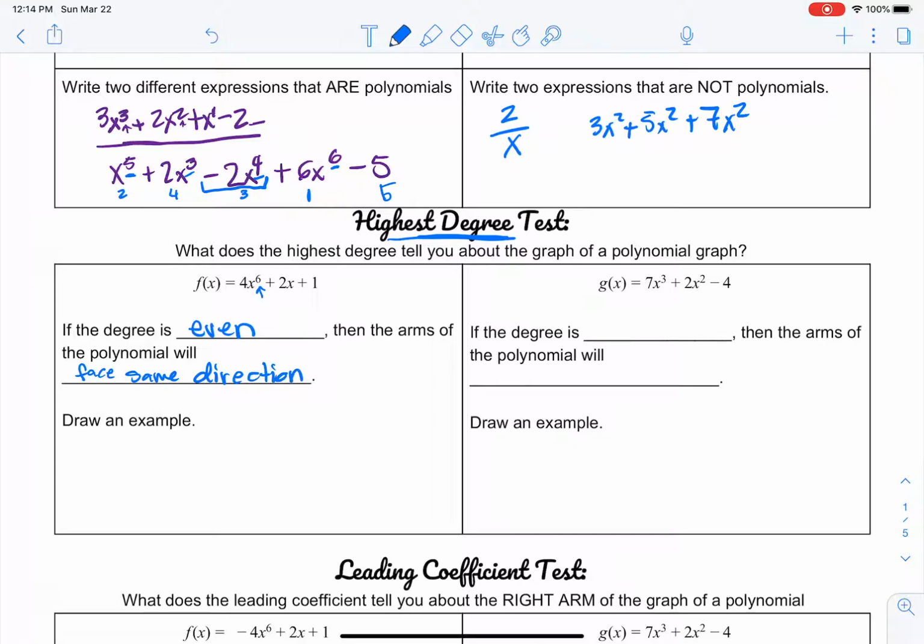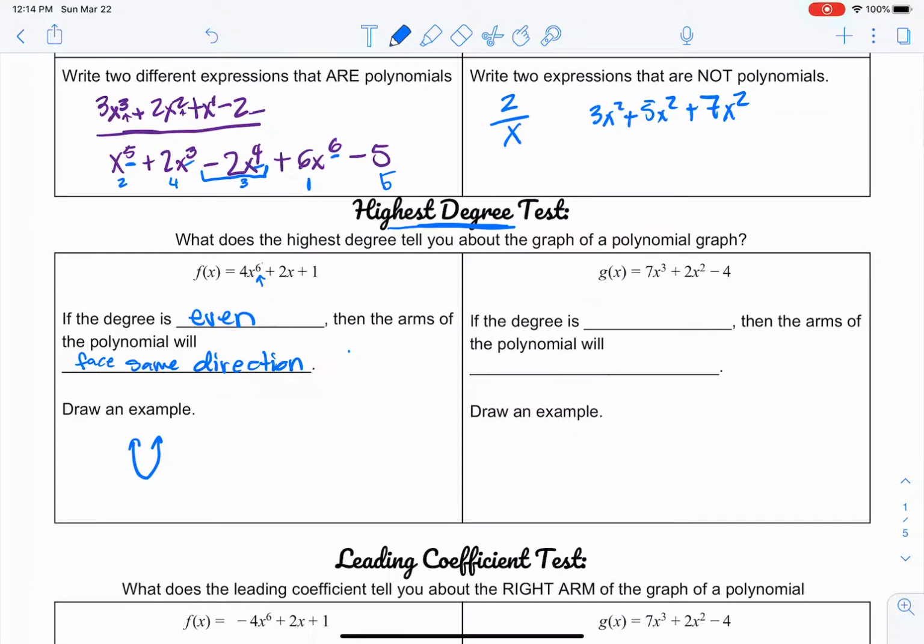So notice on our quadratic, we had arms both facing up. So that's an even degree polynomial. Now, if you have a degree of 6, that means you're going to have a lot more hill and valley action before you end with the arms up. So you have something more like this.